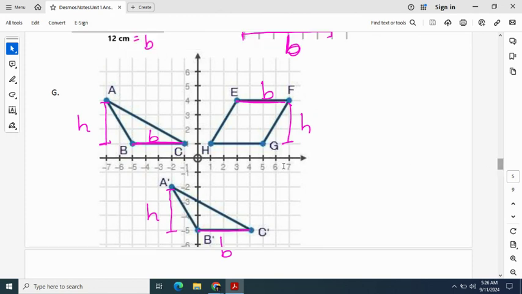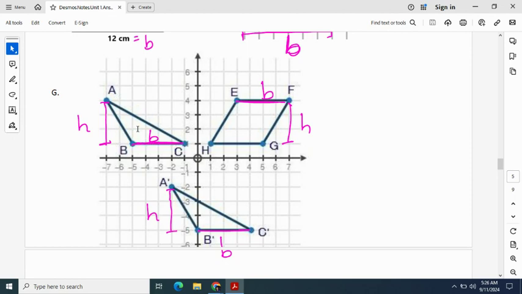And G, if I look at this triangle, this is the base. 1, 2, 3, 4 units. And the height would be from the highest point here. 1, 2, 3 units. So be careful. This almost looks like the same, but we count 1, 2, 3, 4, 4 units.